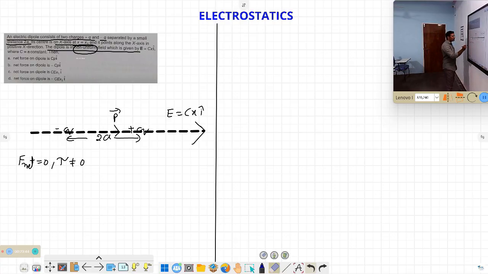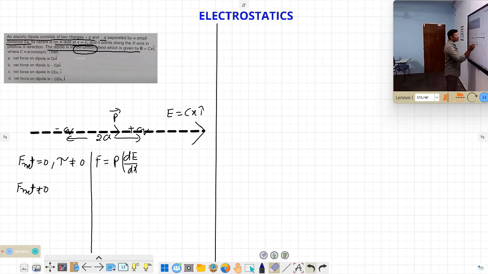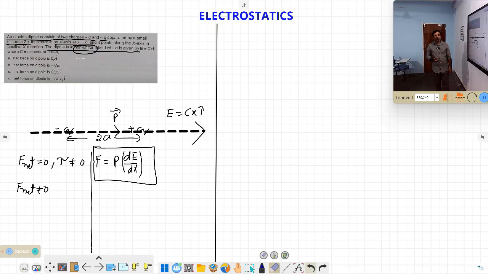So in a non-uniform electric field, the net force will not be 0. In this case, the options are given in the form of net force. So what is the net force formula? The net force is nothing but the dipole moment times dE by dx, the rate of change of electric field. In the case of a dipole where a non-uniform, variable electric field is taking place, what is dE by dx? It is not given, but the electric field is given, so differentiate that electric field.